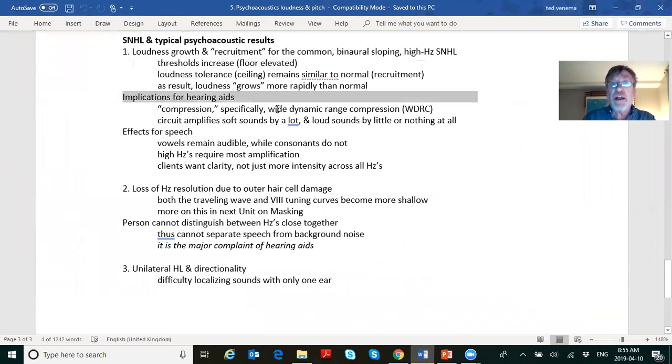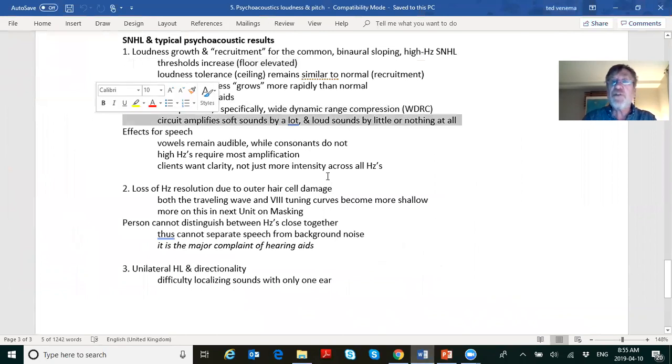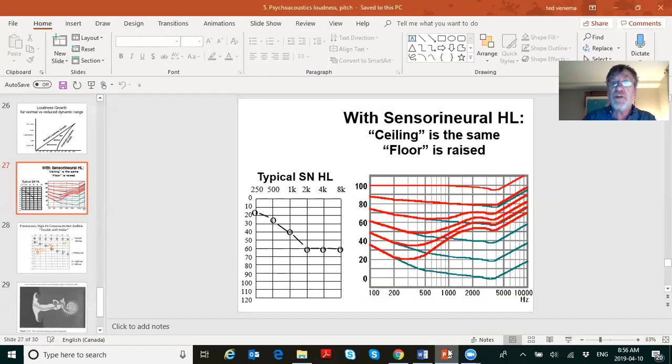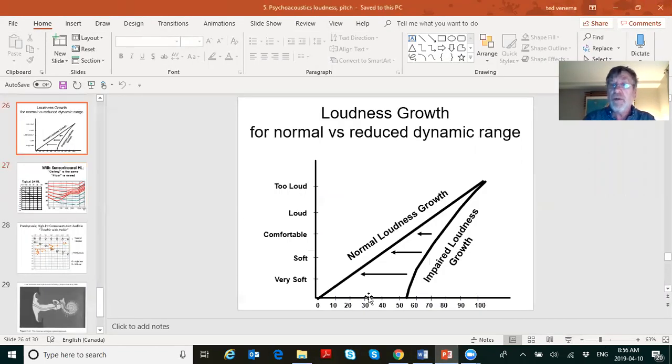Specifically, wide dynamic range compression. And what does that do? It amplifies soft sounds by a lot and loud sounds by little or nothing at all. If we go to our PowerPoint and look at this slide here, look at the arrows. Compression. It amplifies soft sounds by a lot and loud sounds by little or nothing at all.